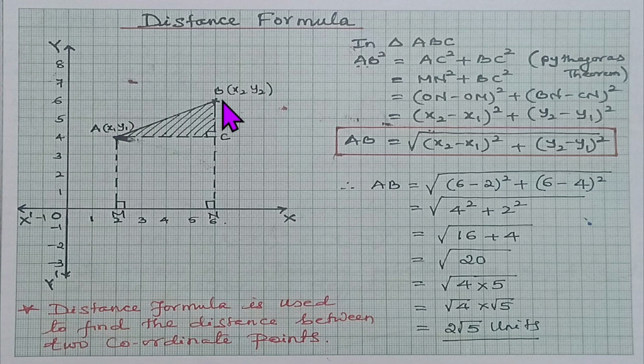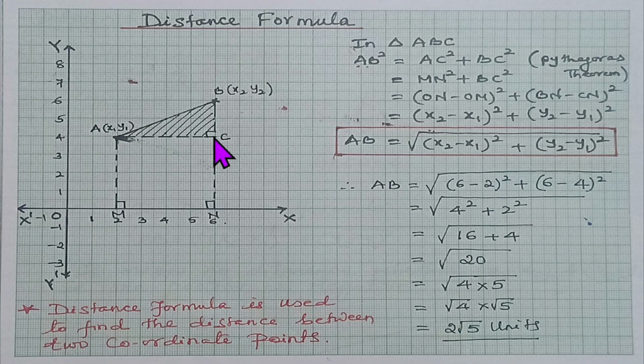Now we want to find the distance AB, or the length AB, or the measure AB. Now drop a perpendicular AM to OX and also BN to OX, and also drop a perpendicular AC to BN. Now if you observe here, a triangle ABC is formed, and the triangle ABC is a right angle triangle.